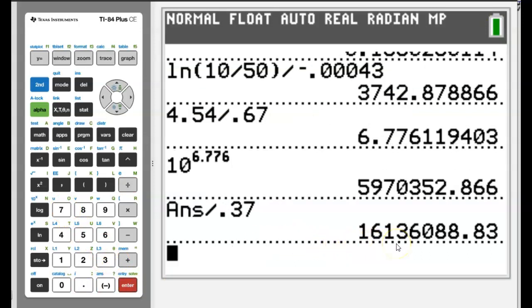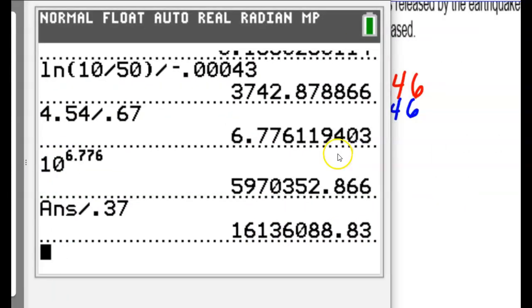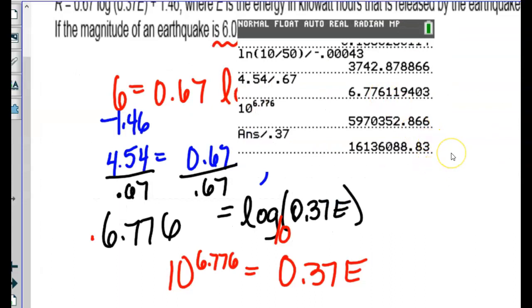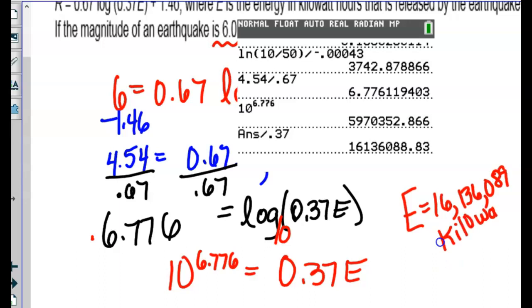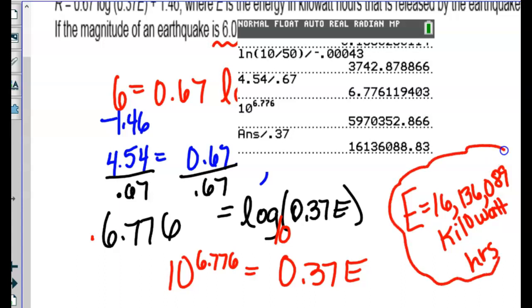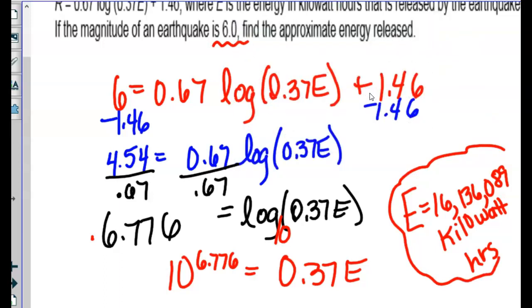Okay. 16 million? Yeah. Okay. That is a big number. Can I just do this long enough to copy that number down? So the energy created is 16,136,089, if I round to a whole number, kilowatt hours of energy. Yes, yes, it is. I do not want to be around a 6.0 earthquake anytime soon. I don't know about you.